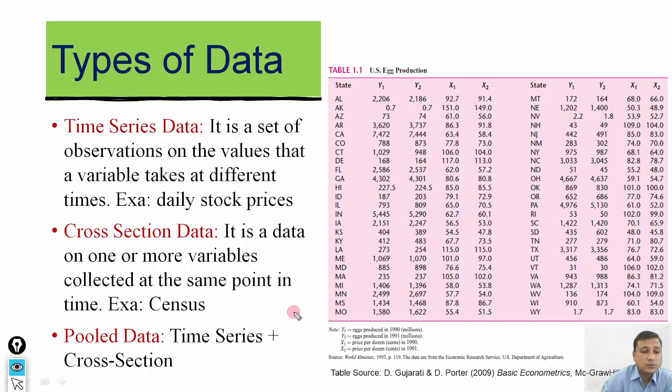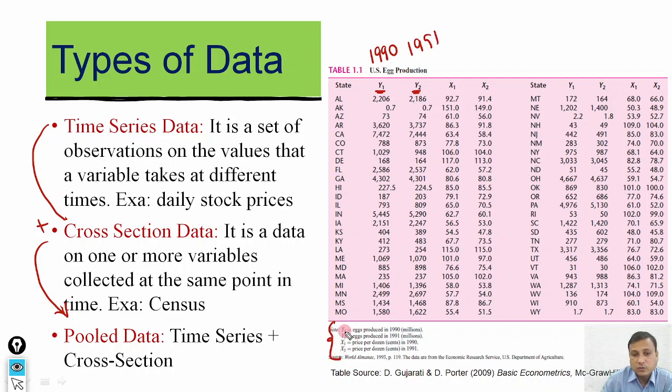Pooled data. What is pooled data? Pooled data is nothing but the combination of these two. It will lead to the pooled data. Again, in this table, if you see carefully, Y1 is the data for 1990. Y2 is the data for 1991. You can see here, it is given here. What is Y1, Y2, X1 and X2.